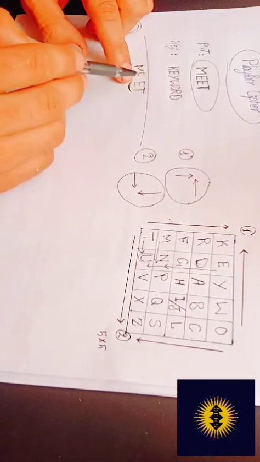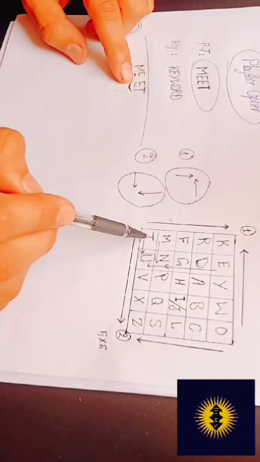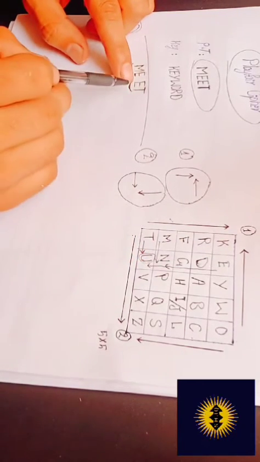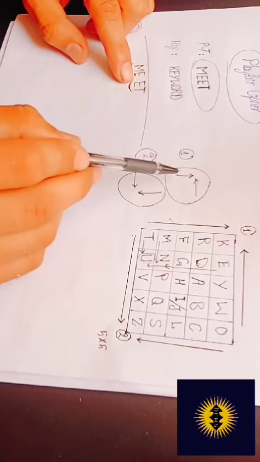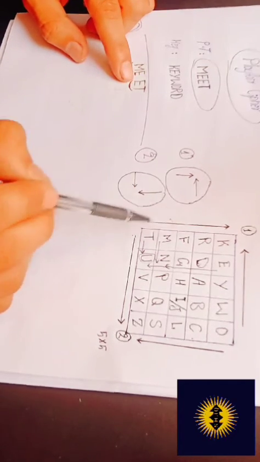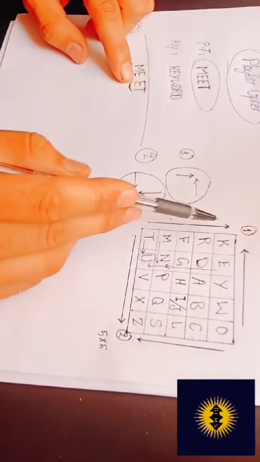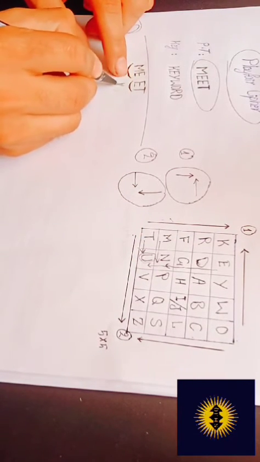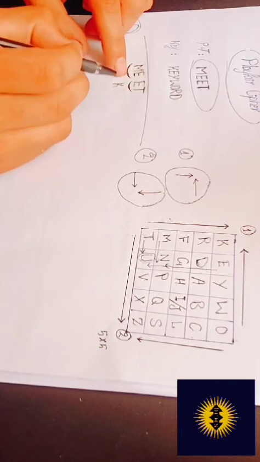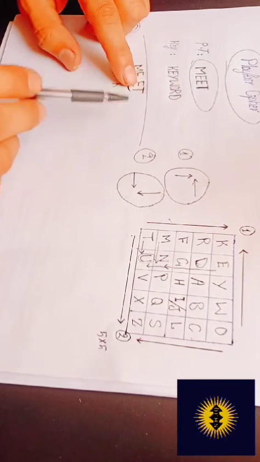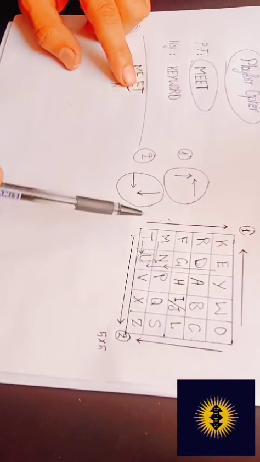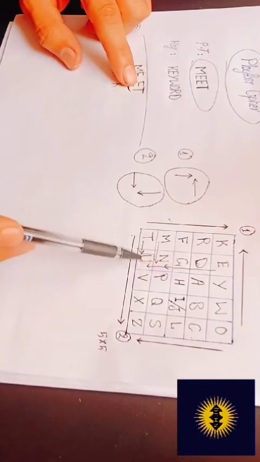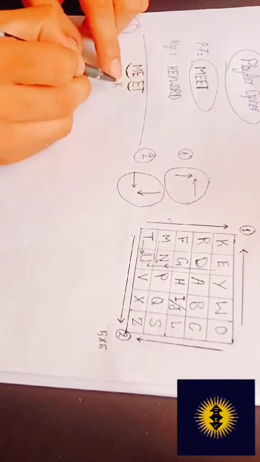ET, let's find first ET. For finding the first letter, first rule. From down to up, from right to left, K. And for finding T, follow the second rule. From left to right, from up to down. ET. From up to down and from left to right. That's U.